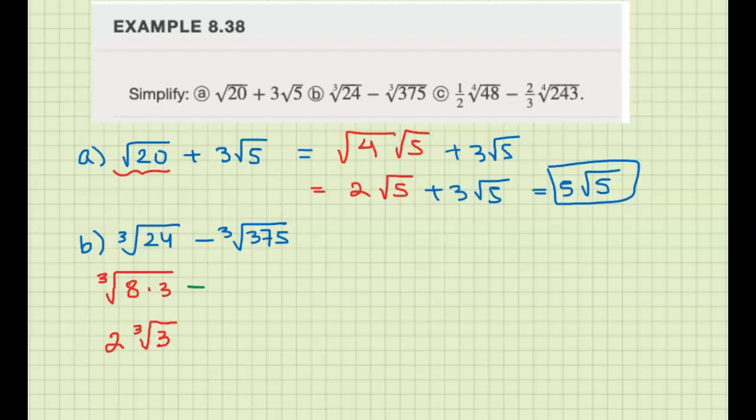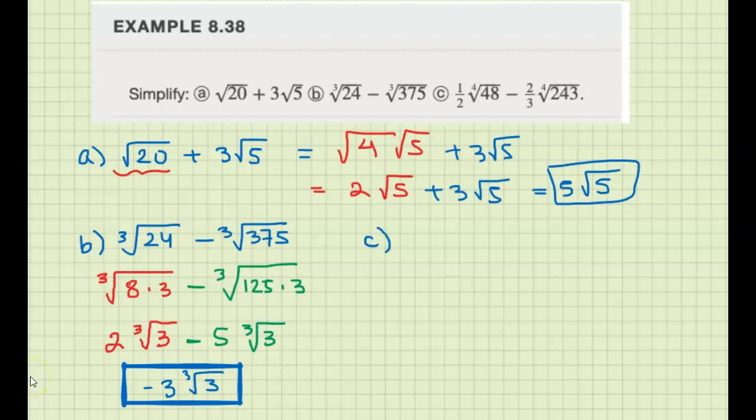Okay? Let's look at this one, 375. That's pretty big. So I know that 125 is a perfect cube. So let's say 375 divided by 125 is 3. So this one is cube root of 125 times 3. Cube root of 125 is 5, and the cube root of 3 stays inside the radical. Alright, so now I can say, oh, these are like terms after I simplify them. So I have 2 cube root of 3 minus 5 cube root of 3. This is going to give me negative 3 cube root of 3. 3 is everywhere.